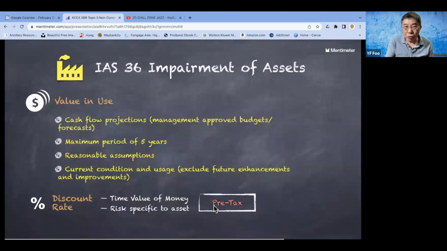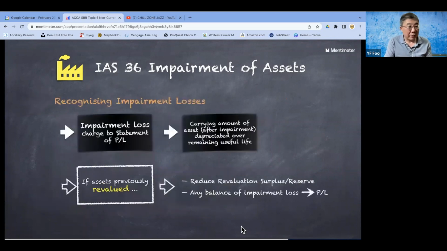So how you set the discount rate is very important. And the standard says don't use an after-tax rate, because the tax will then distort the cash flow. So use a pre-tax rate, before any taxes, so there will be a gross amount before looking at taxes. So that's value in use, which is very subjective. So that's how you calculate impairment losses.